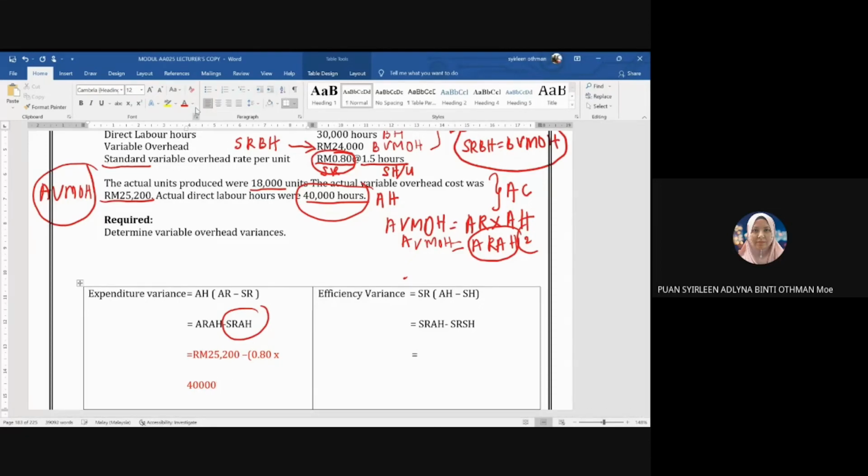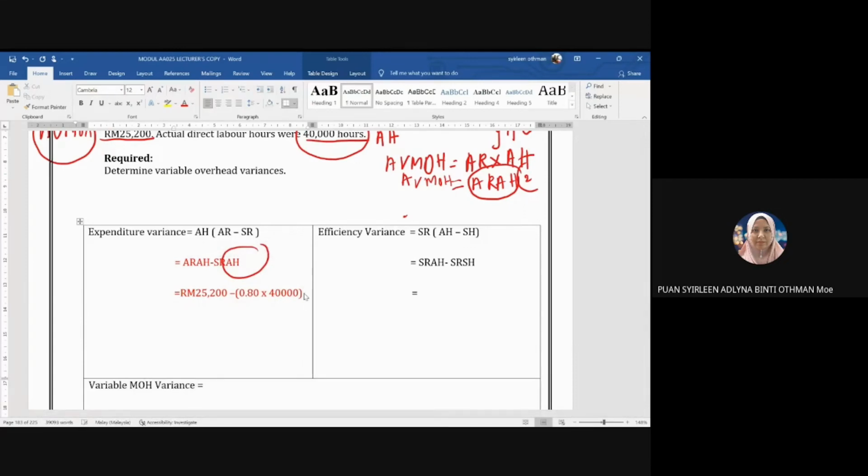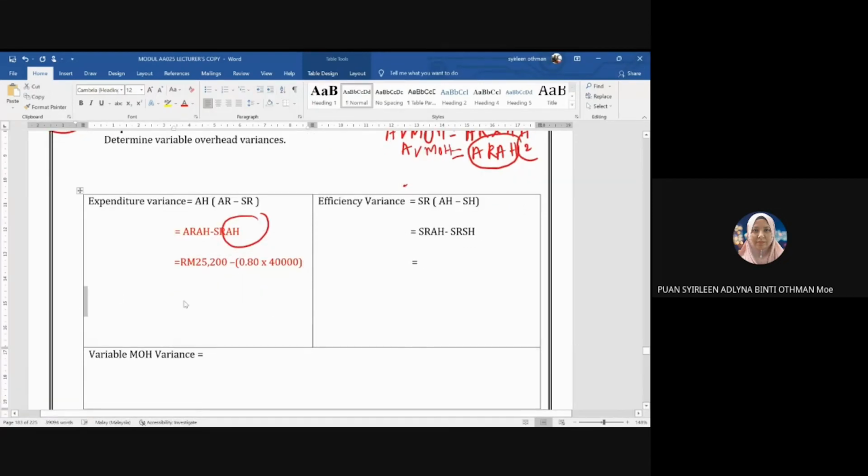Okay, so now, kita dah ada ARAH minus SERAH. SERAH is actually 80 sen, 80 cents darab 40,000. The amount will be 32,000. So here your answer will be equals to 25,200 minus 32,000 ringgit.